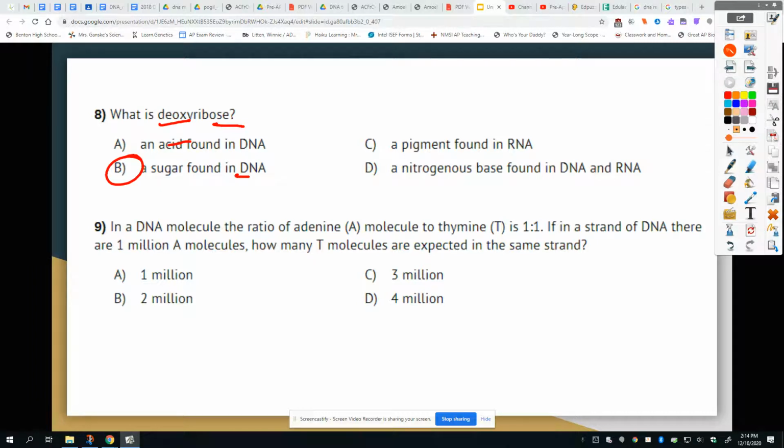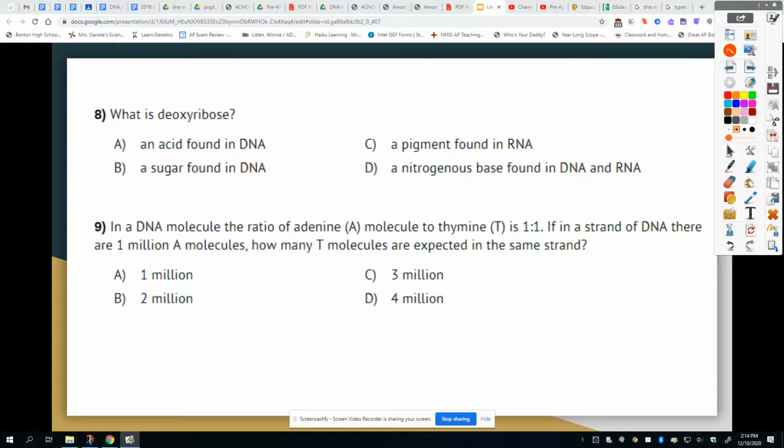Then it says in DNA, molecular ratio of adenine to thymine is 1 to 1. If a strand of DNA has a million A molecules, then how many T molecules? Well, with a ratio of 1 to 1, that means for every A we have to have a T. So if we have 1 million A, we have to have 1 million T molecules.